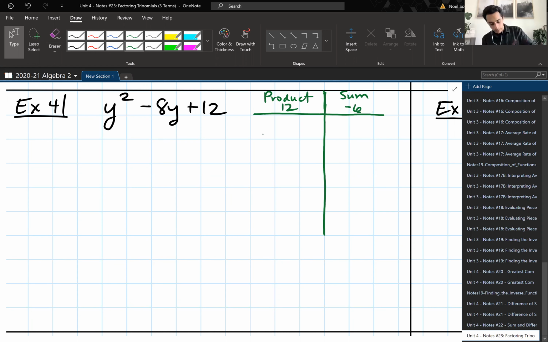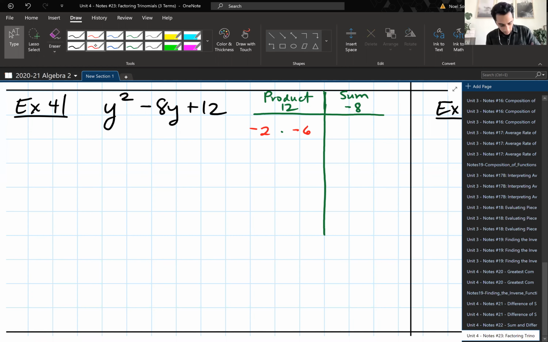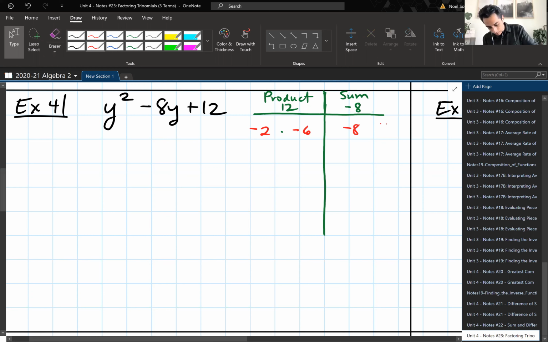Yeah, we can have a negative 2 and negative 6. So negative 2 and negative 6. These will multiply to be positive 12. Oh, wait a minute. I put the wrong number here. This should be the sum of negative 8. And they will add up to be a negative 8, right? So that checks out.